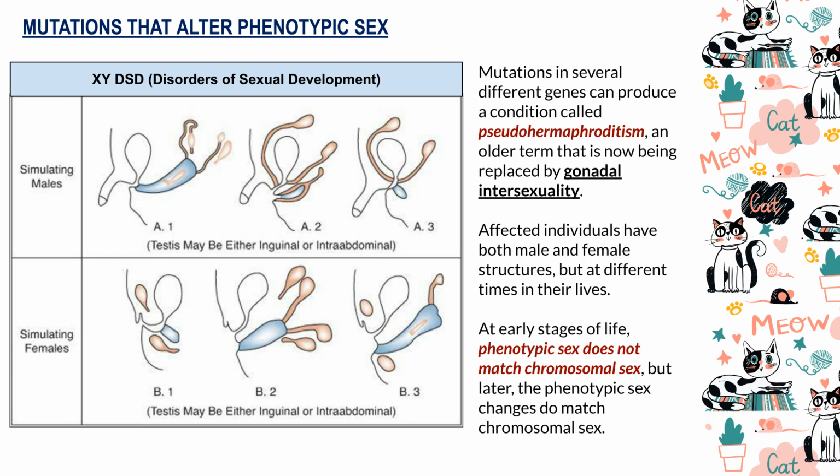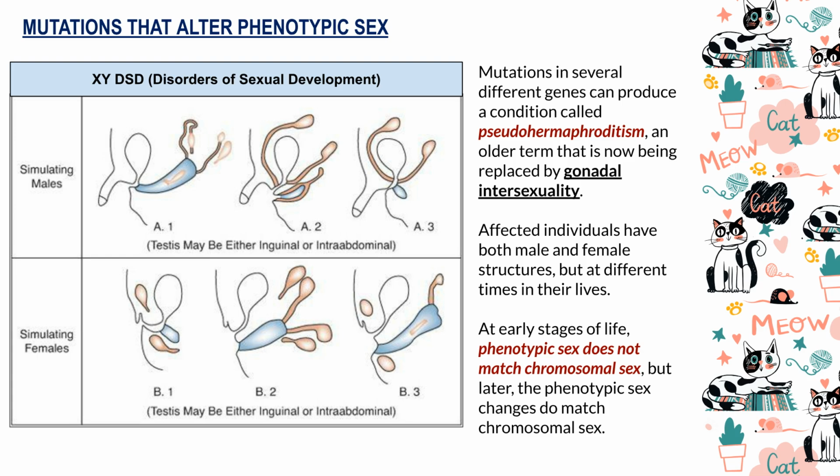In the bottom row, labeled simulating females, individuals also have XY chromosomes and testes, but androgen hormones cannot act effectively. As a result, external development follows a female typical or ambiguous pathway. This highlights a key concept. Phenotypic sex depends on hormone response, not just the presence of a Y chromosome.